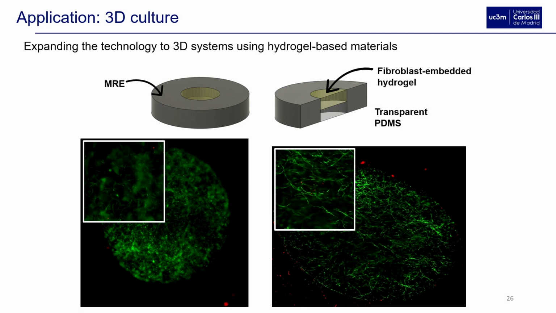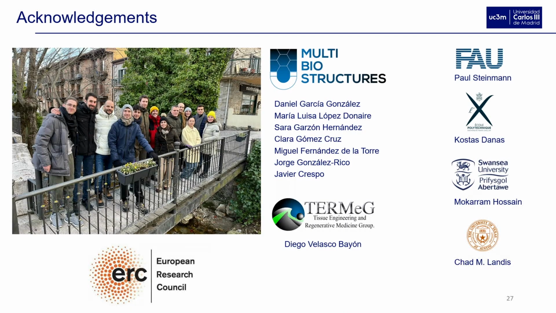Right now we are developing a system that incorporates a fibroblast embedded hydrogel, a model of a stroma, and we want to see if there are some changes in the extracellular matrix deposition when stimulated mechanically with different patterns.